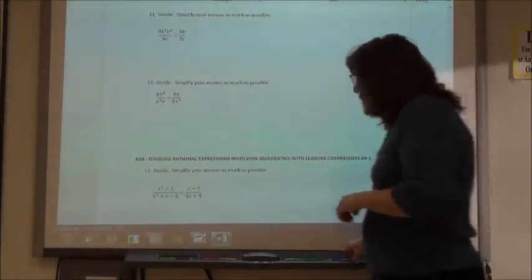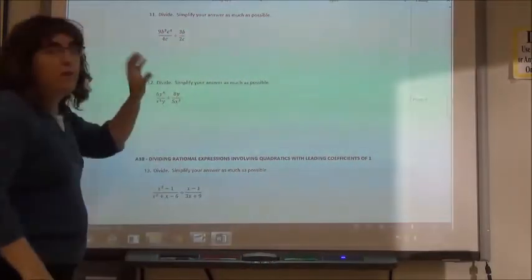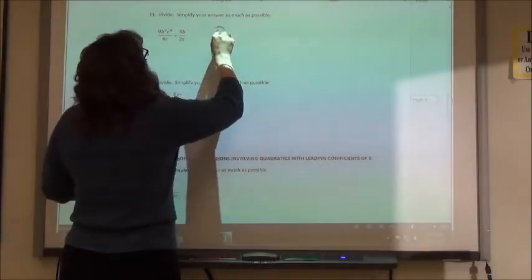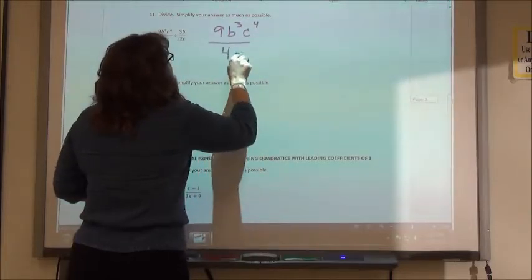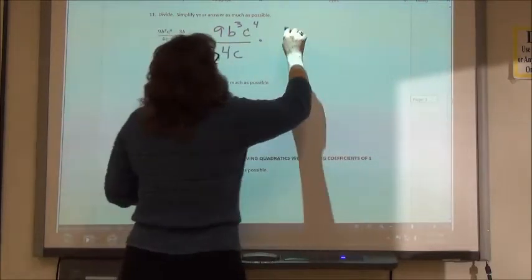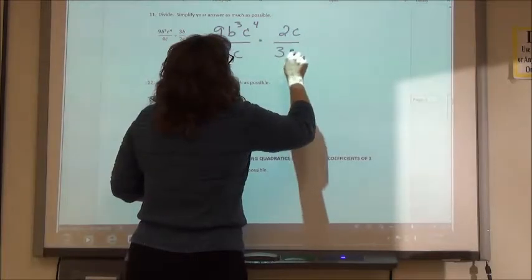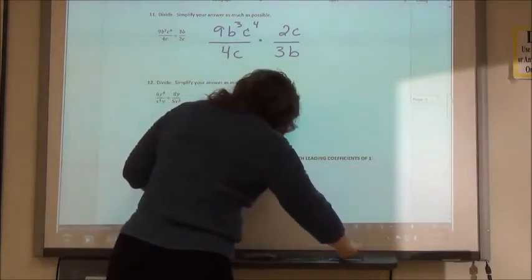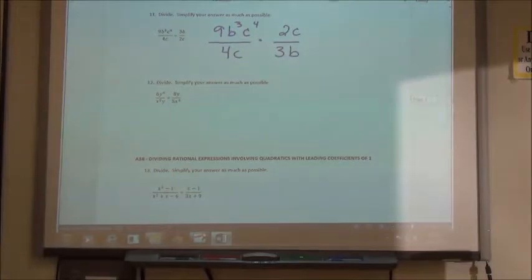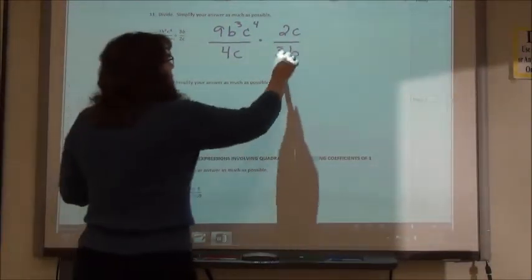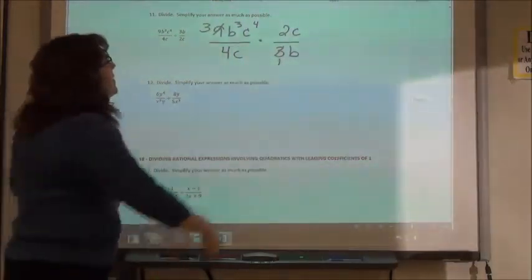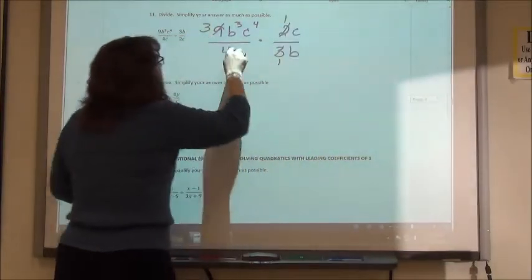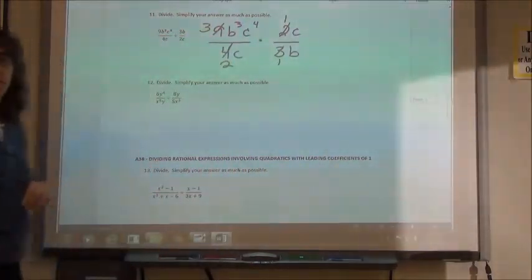So number 11, same thing. I'm dividing fractions, so I'm going to rewrite it as a multiplying. 9b to the third c to the fourth over 4c times the reciprocal, 2c over 3b. So, reducing my coefficients. 3 goes into 3 once and into 9 3 times. 2 goes into 2 once and into 4 2 times.